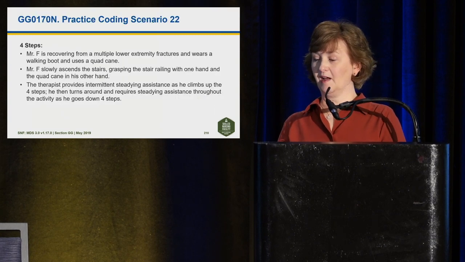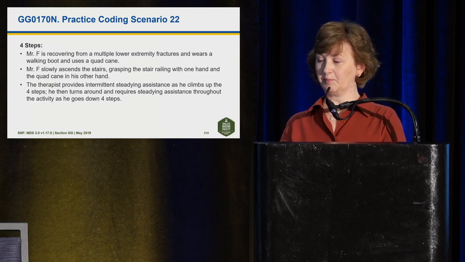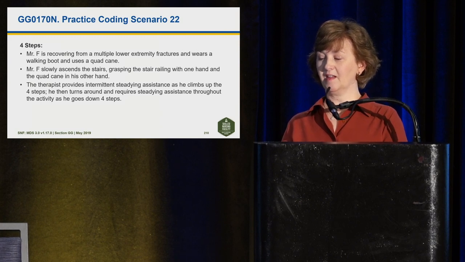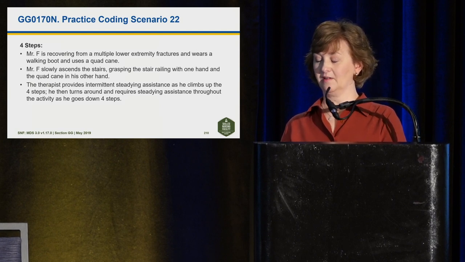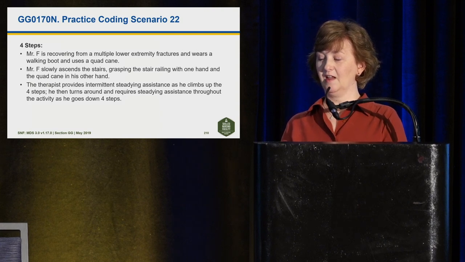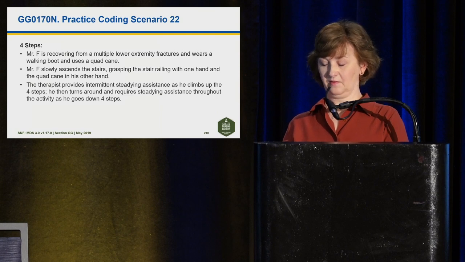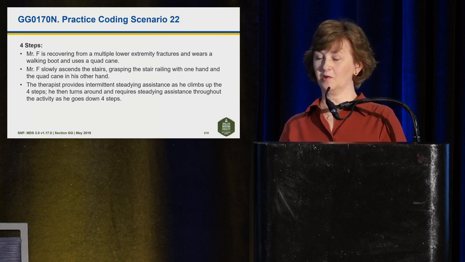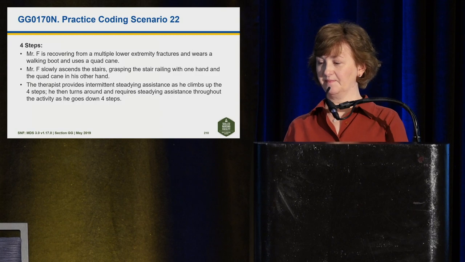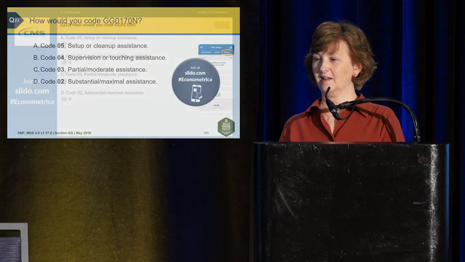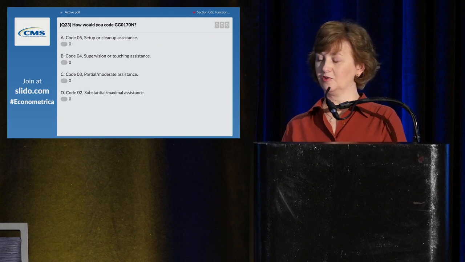So here, the example, we have Mr. F. He's recovering from multiple lower extremity fractures and wears a walking boot and uses a quad cane. Mr. F slowly ascends the stairs, grasping the stair railing with one hand and the quad cane in his other hand. The therapist provides intermittent steadying assistance as he climbs up the steps. He then turns around and requires steadying assistance throughout the activity as he goes down 4 steps. So again, while he's going up the steps, it's intermittent steadying assistance. As he goes down the steps, it's steadying assistance throughout the activity. I will let you pull out Slido and please code where you think he should be.